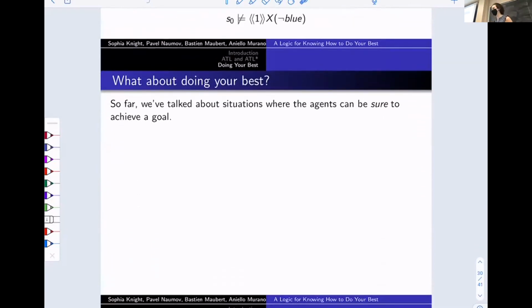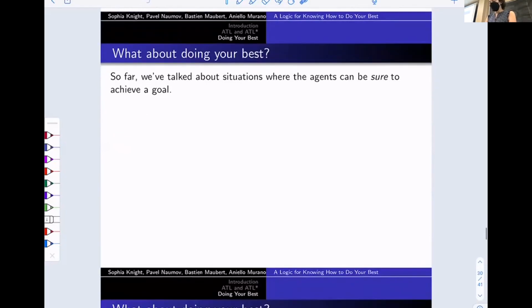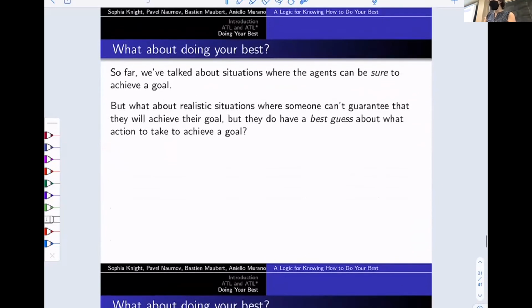Okay, so everything I've talked about so far actually isn't my work, it's stuff other people have done. I'm going to give you a quick summary of some issues I've worked on with these same kind of systems and questions. So everything we've talked about so far is whether agents can be guaranteed to achieve a goal, so if they can definitely achieve a goal. And something I've been looking at over the last year or so is, what about more realistic situations where you can never be sure that you're going to achieve a goal, but you do have a best guess of how to achieve that goal?